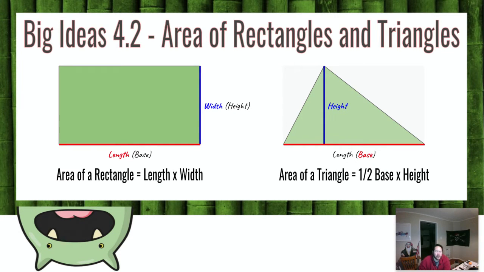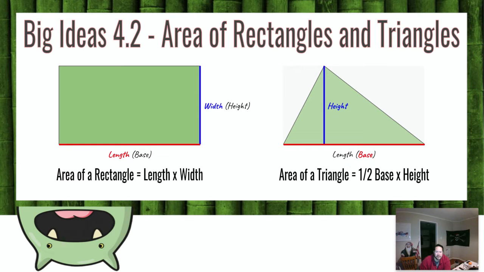We're going to do Big Ideas 4.2, which is area of triangles. We're going to throw in rectangles, though. To get the area of a rectangle, it's the length times the width, also known as the base times the height. Those are used interchangeably. For a triangle, instead of saying length and width, they normally say just base and height. The area of a triangle is half of a rectangle, so you go 1/2 the base times the height. And that's for every triangle, no matter what it looks like.